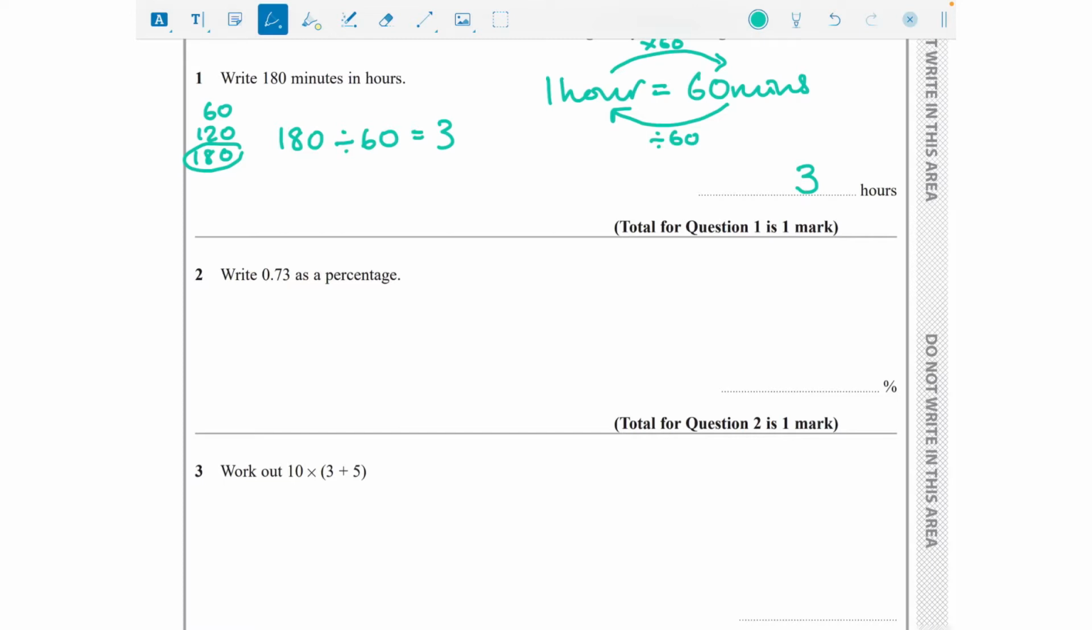For question number 2, we're asked to write 0.73 as a percentage. Now 0.73 is the number 73 that's been moved 2 columns to the right. If we divided it by 10, it would become 7.3. If we divide it by 100, it becomes 0.73. So the easiest way to do this is to say that it's 73 that's been divided by 100, and that is 73 out of 100. And now we know that it's out of 100, so it is a percentage. So this is equal to 73%.